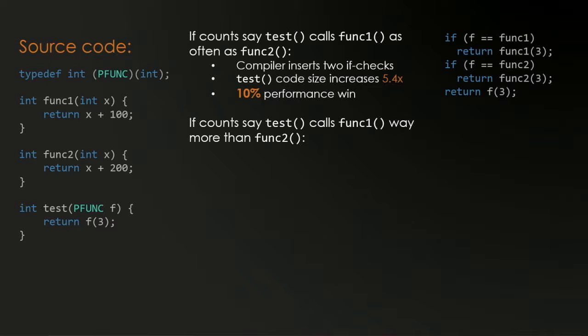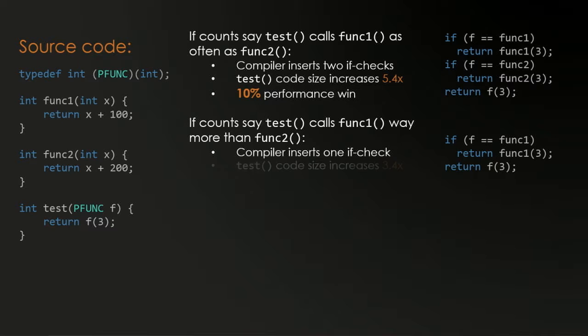If the profile counts say the test is only calling func1, or that it's calling func1 a lot more often than func2, it's only going to insert that check against func1. And that's the code generation that we emit. Code size increase is not as bad. It's only 3.4x. By the way, all the numbers that I'm giving are with the Visual Studio 2013 compiler. Everything is totally reproducible. I try my best not to lie, but if you catch me saying something stupid, please, I'll be more than happy to fix it. But for now, this is my best attempt at this.